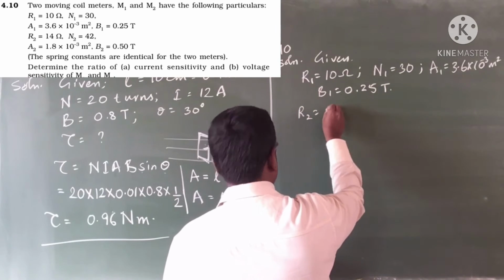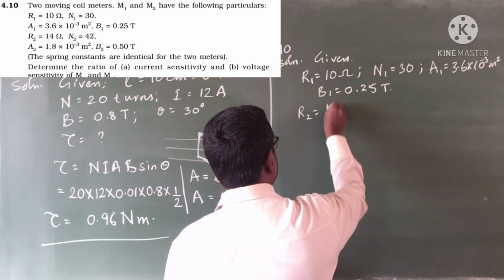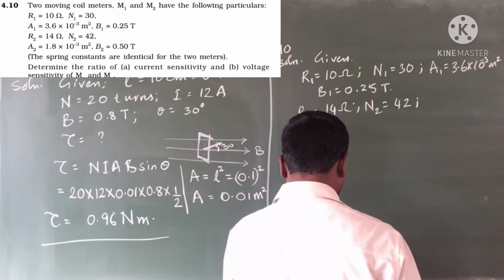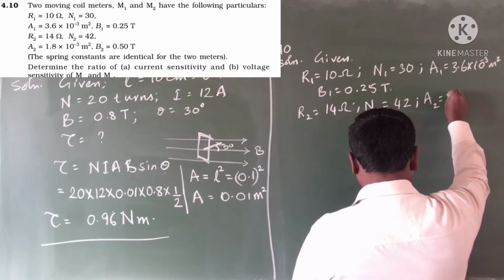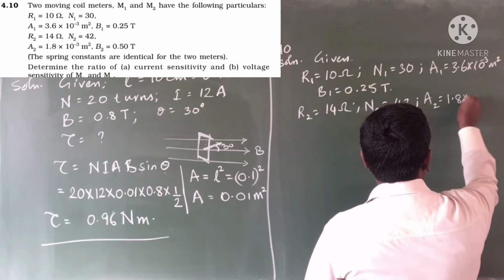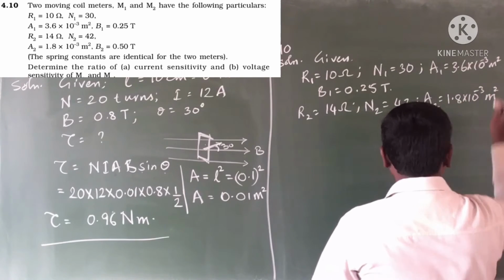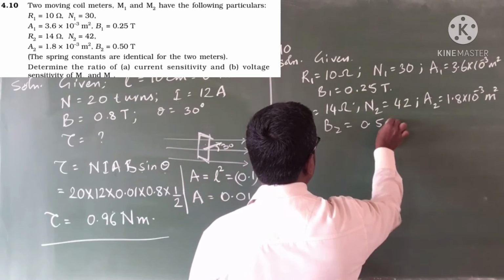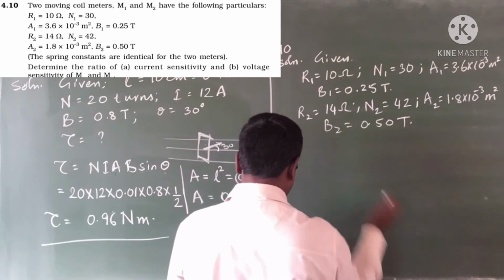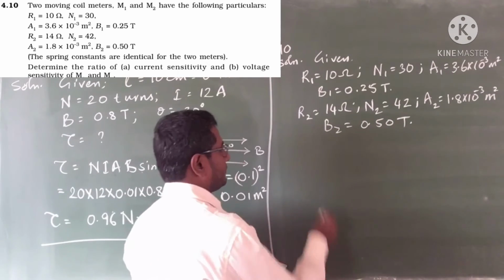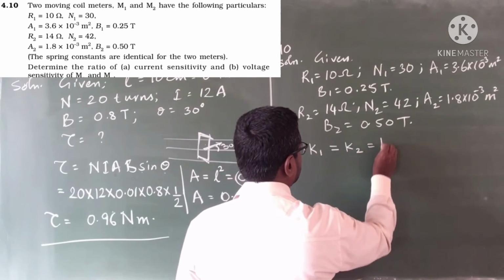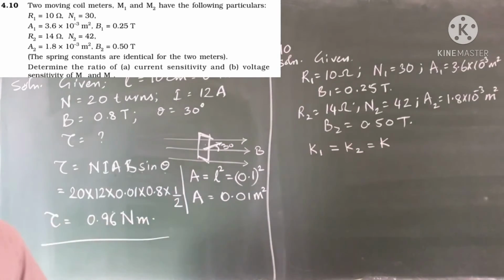Similarly, R2 is given as 14 ohm, N2 is given as 42, and area 2 is given as 1.8 into 10 to the power of minus 3 meter square, and the final thing, B2, is given as 0.50 Tesla. And one more thing that is indirectly given is that the spring constants are identical for the 2 meters. So K1 equals K2 equals, I will just take it as K, because the spring is made up of the same material, so the spring constant will remain the same.